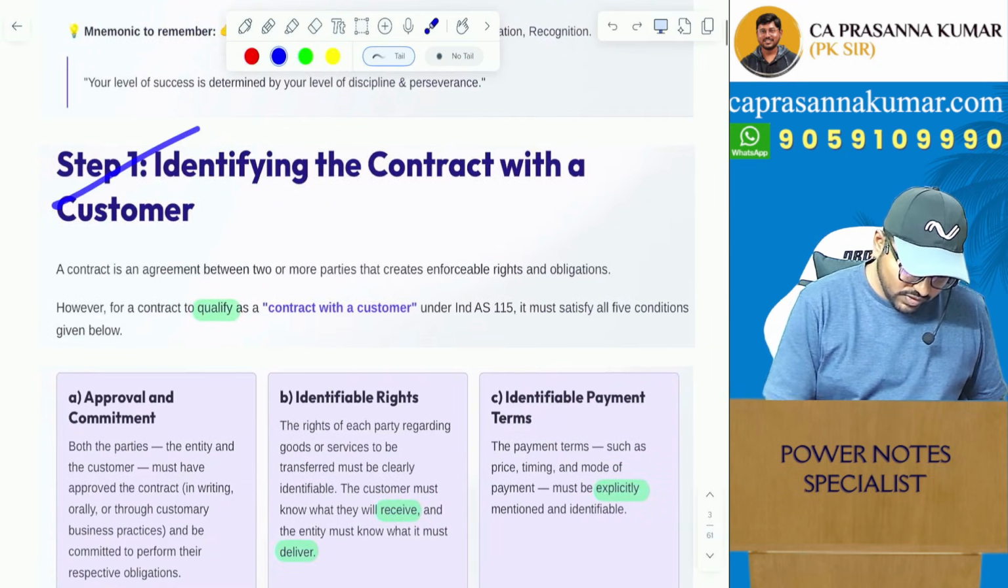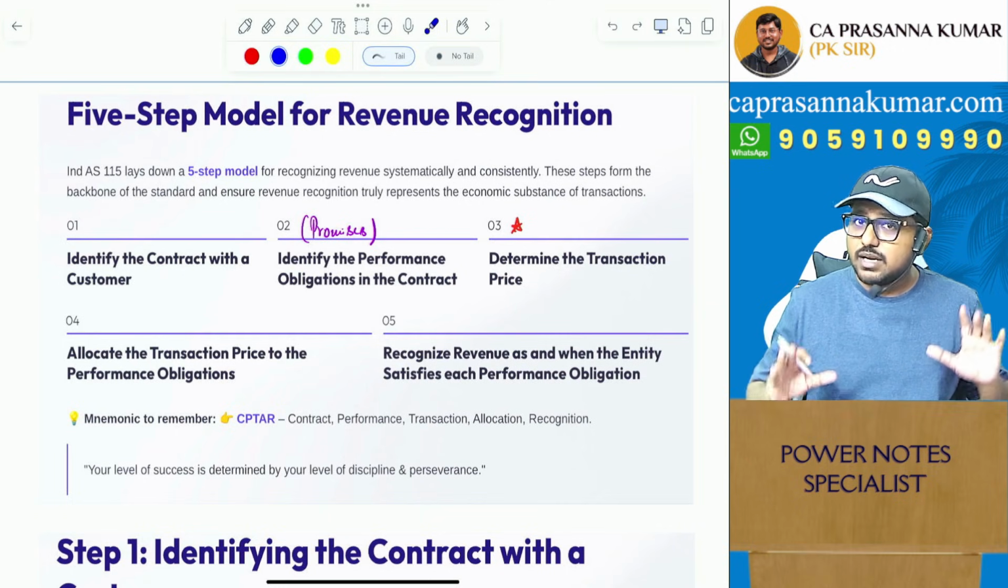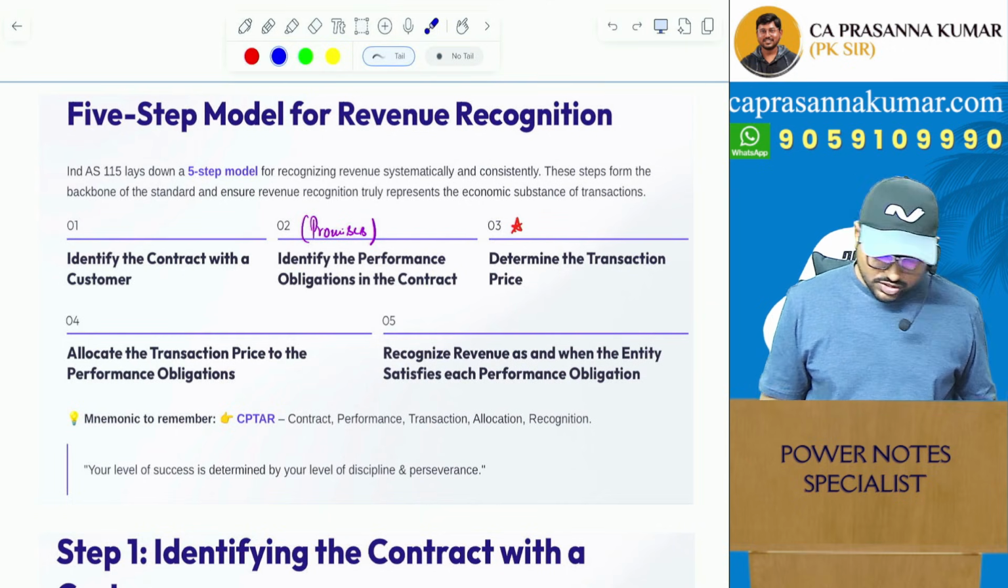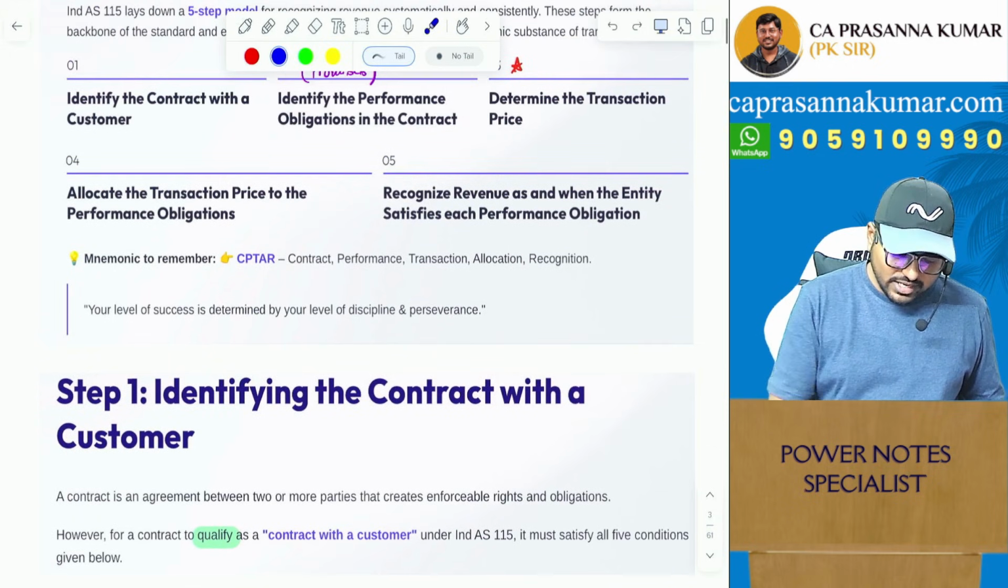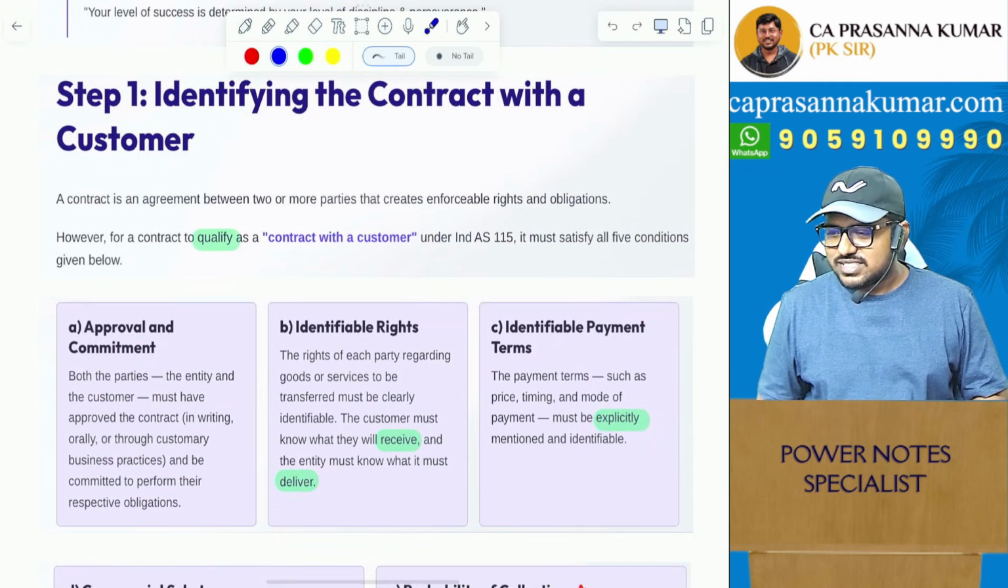Now let's go one by one. So we'll start with step 1. Remember, out of all these 5 steps, the most difficult, most time-taking, and most important is step 3. What is that? Determining the transaction price. Accordingly, we'll focus more time on that. The remaining are relatively easier to understand. Anyways, let's start with step 1. Least important is step 1 only.